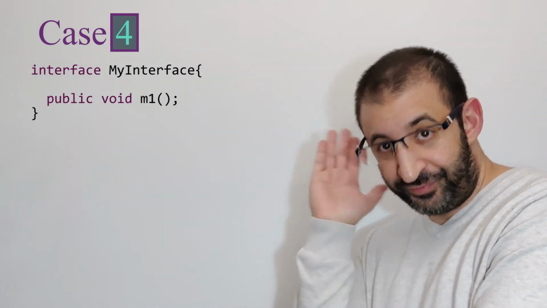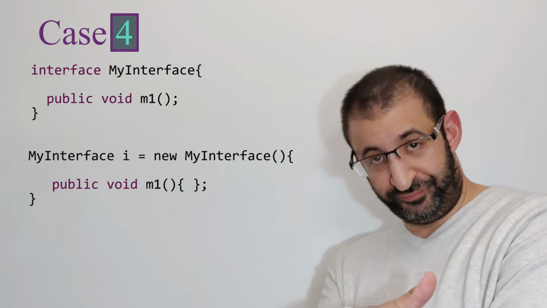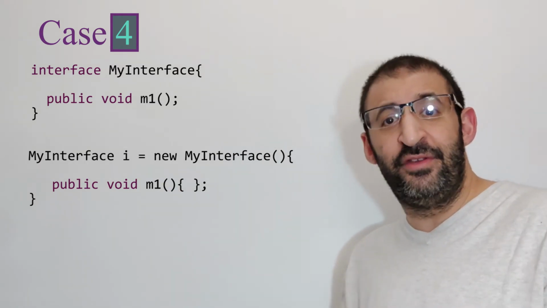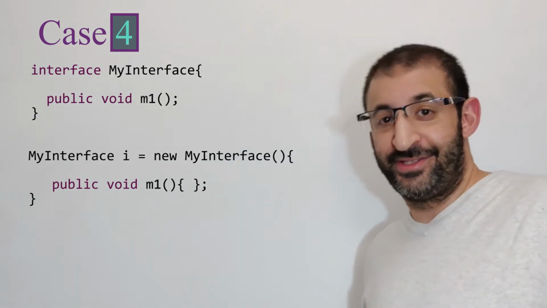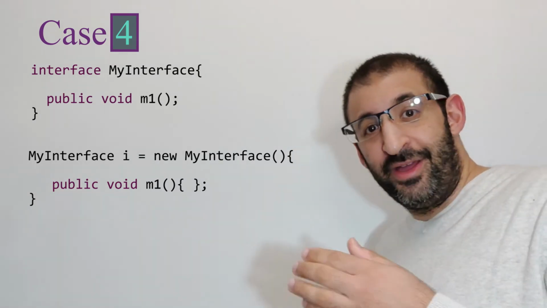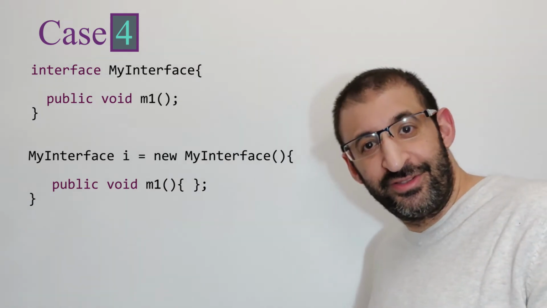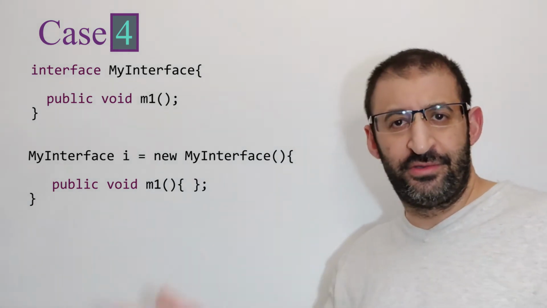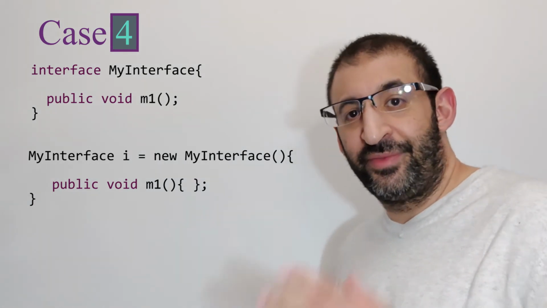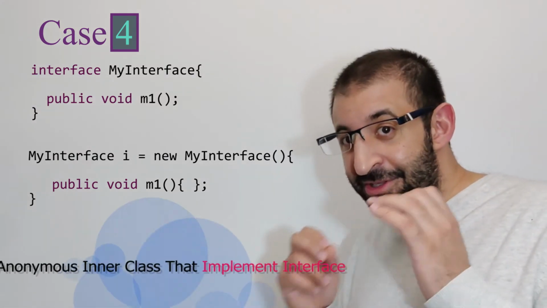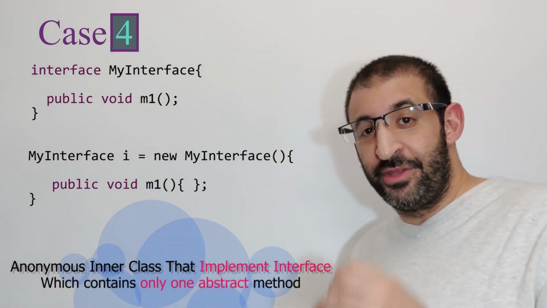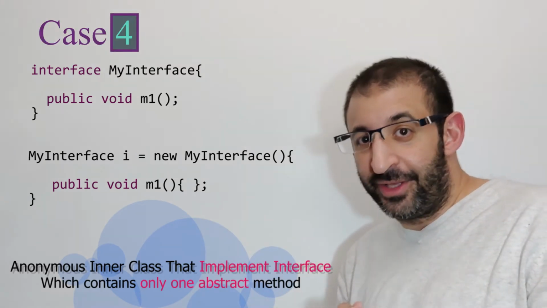Now I will go to case 4. What do I have in case 4? I also have an interface, my interface, but it contains only one abstract method, for example public void m1, or to string, what you want. Now I make my interface object equal new my interface, and open curly braces, and define an anonymous inner class that implements my m1 method. So public void m1, open curly braces, put a statement, close, and close the declaration. Here I create an anonymous inner class that implements an interface with only one abstract method, m1 in this case. So we have 4 cases.